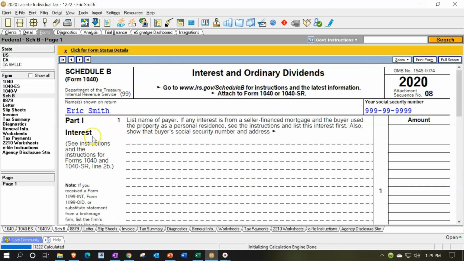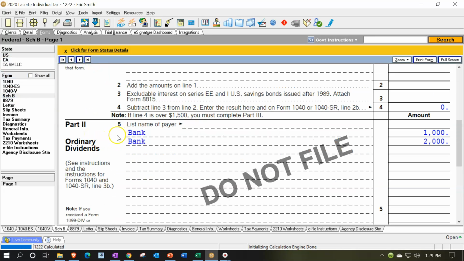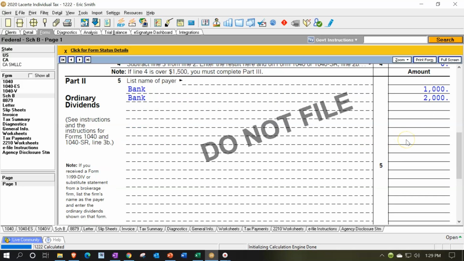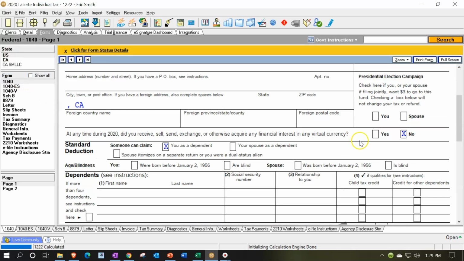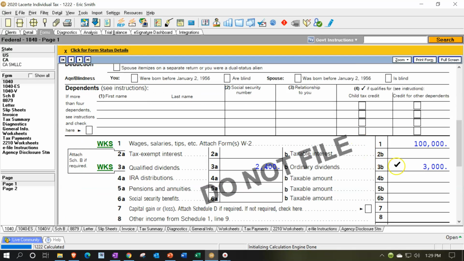Schedule B, the first half is interest, the second half being the dividends. There's our two basically dividend items, 1,000 and 2,000, adding up to the 3,000. That amount then pulls over to the 1040 here on line 3B.